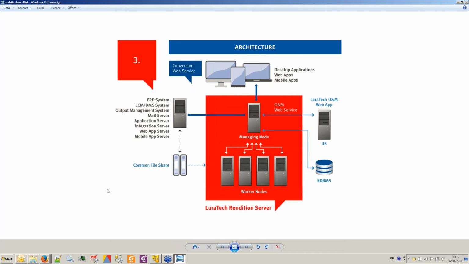I'm just starting again with this architecture diagram. I just want to point out that this LuraTech operation and maintenance web app that we provide requires IIS to run on. The other web services from the rendition server itself, the SOAP web service, does not need IIS. It runs directly on Windows using .NET technology. So that's the only part where we need IIS, for this operation and maintenance app.